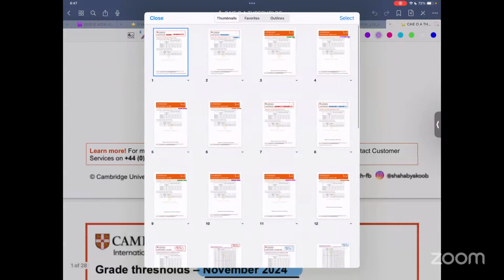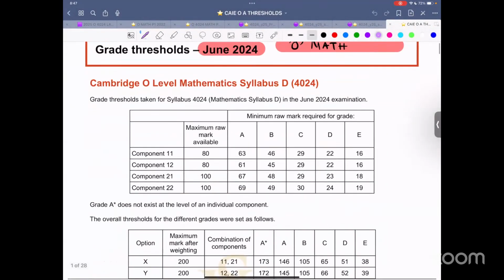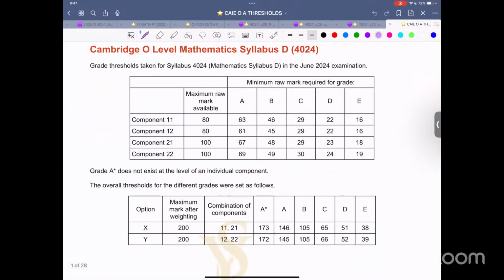And this is for June 2024. Just have a look at this. So let's focus on our component, that is 1, 2. So over here, 1, 2 out of 80 marks. This is the previous syllabus. Now it's 100. Out of 80, 61. And then you can say that this is 75%. So if I make it 100, that is like 75%.